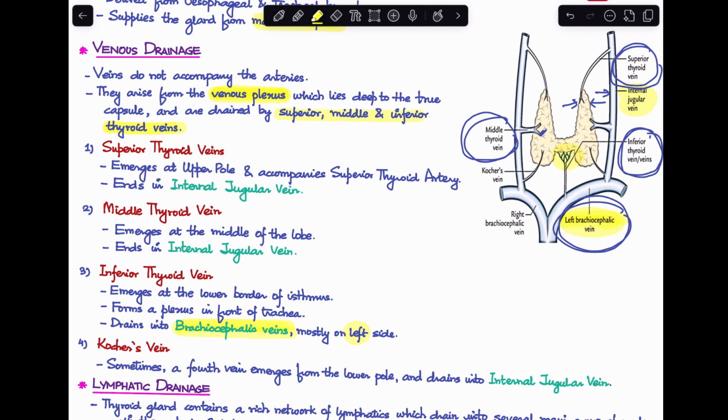Last of all is another vein which is known as Kocher's vein. Now, Kocher's vein is not present all the time, but sometimes this vein emerges from the lower pole. You can see over here, this is the Kocher's vein. It emerges from the lower pole and it drains into the internal jugular vein. So, this is about the venous drainage of the thyroid gland.